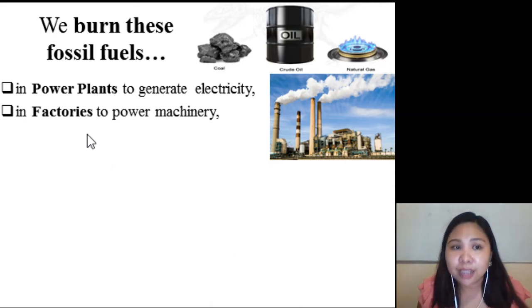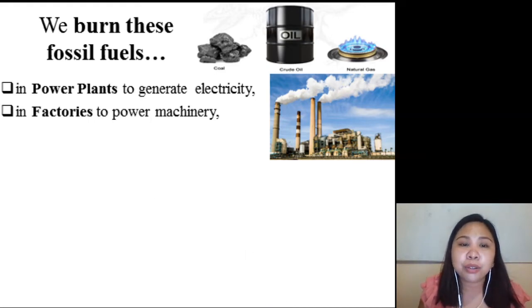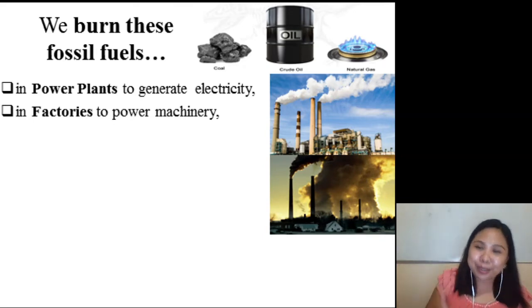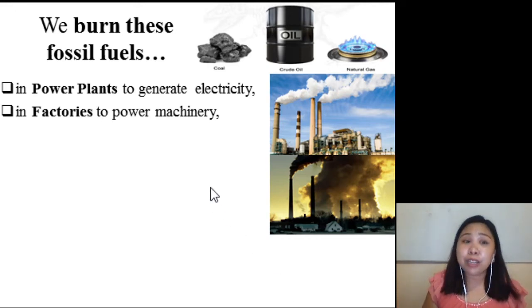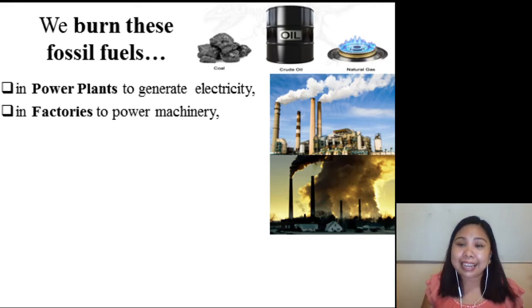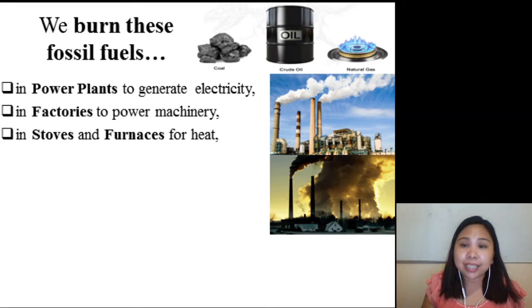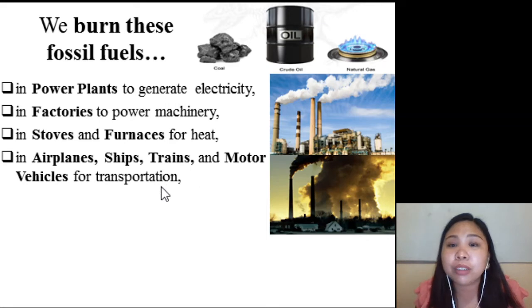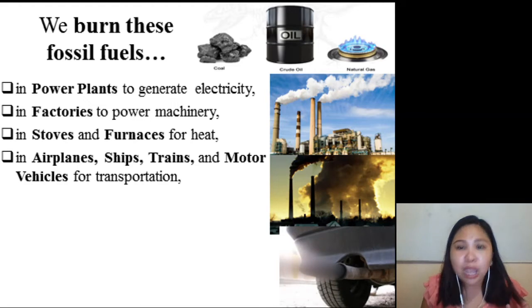another in factories, to power machineries. So, kailangan ng mga fuel para mag-run yung mga machines. Okay? So, again, sa bawat pagsunog, yung mga nakikita nyong masulasok na usok, ayan po yan, source po yan ng mga primary pollutants directly na irini-release sa ating atmosphere. Okay? In stoves and furnaces for heat, ayan, so whenever we cook, in airplanes, ships, trains, and motor vehicles for transportation. Ayan, sa pagpapatakbo ng ating mga sasakyan, we are releasing directly primary pollutants.